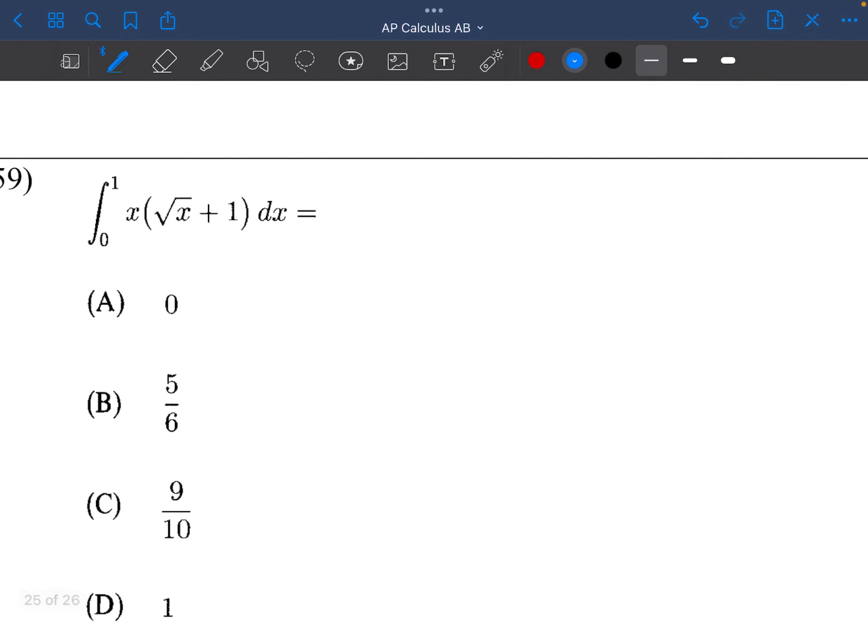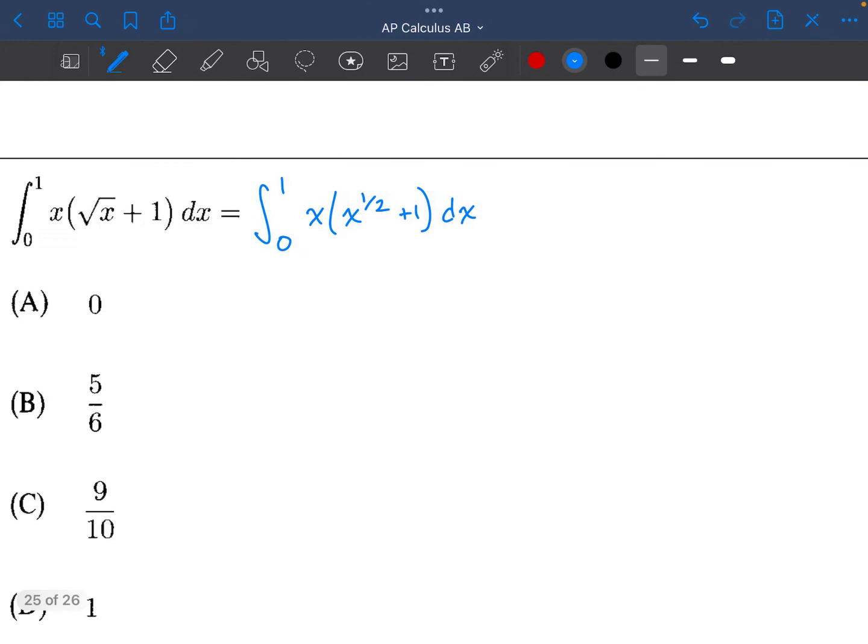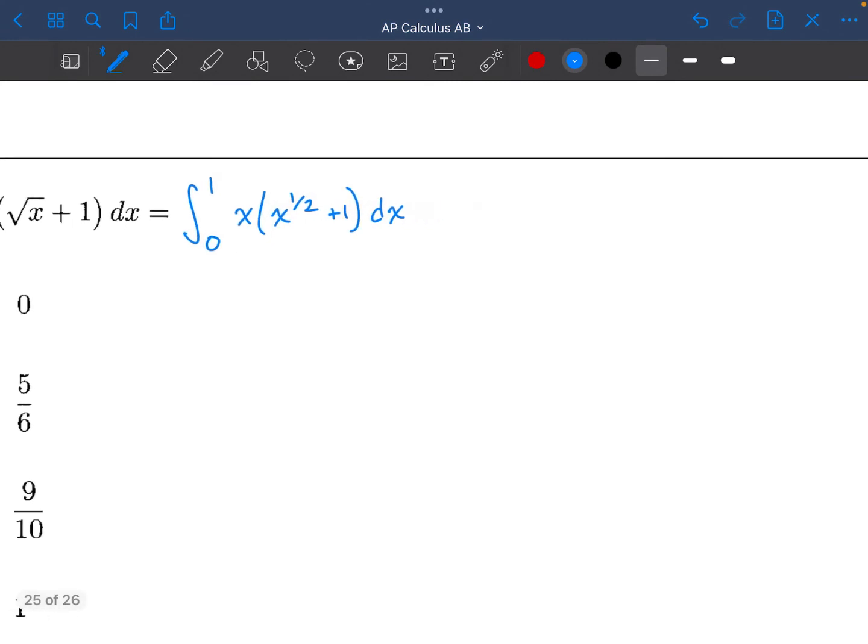So I'm going to rewrite this first as the integral between 0 and 1 of x times x to the power of 1/2 instead of the square root of x, plus 1, dx. I'm doing it like that because I want to be able to use my rules of exponents to multiply these. So this is now going to be the integral between 0 and 1. I still haven't taken the integral.